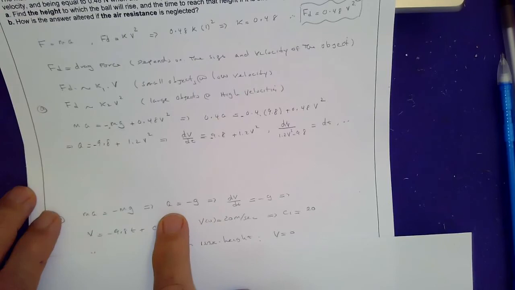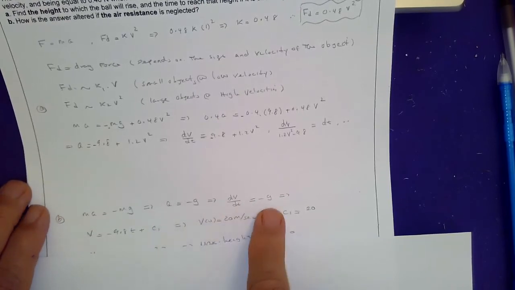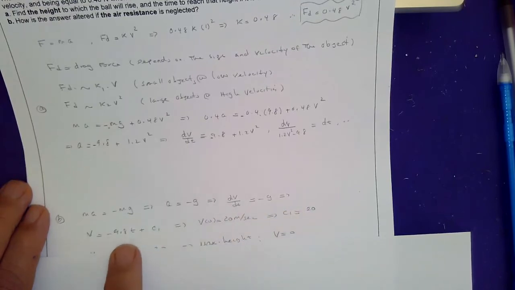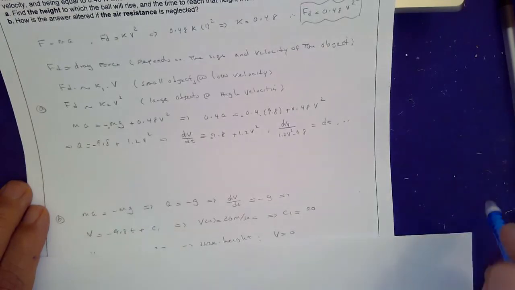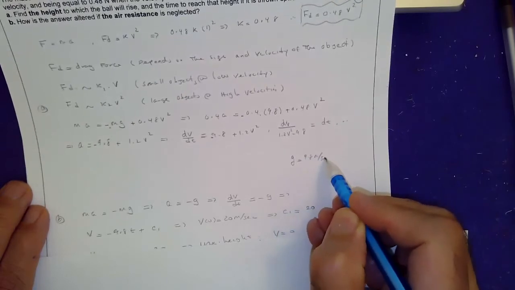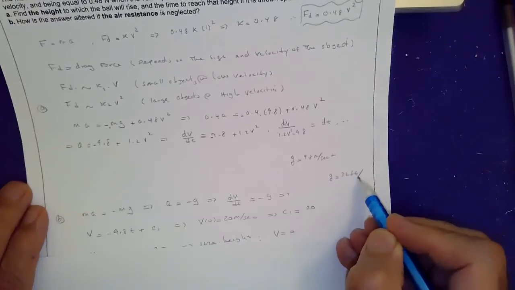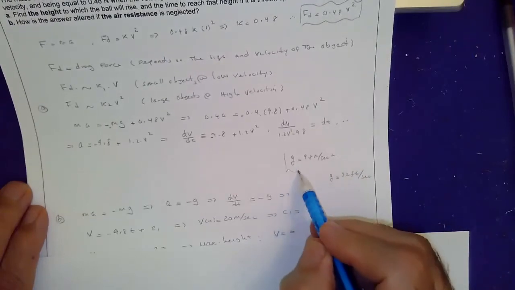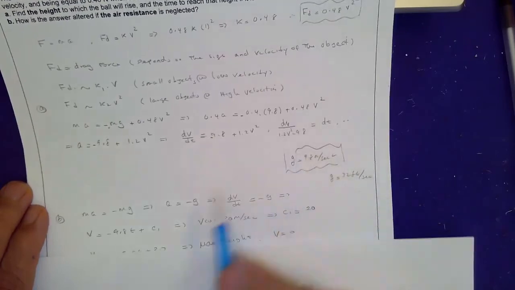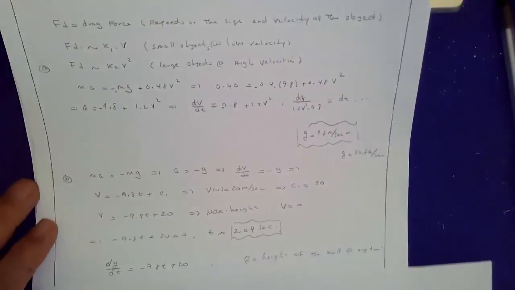But remember, acceleration is how fast the velocity changes. You replace this with dv dt. Solve for v, so you get negative 9.8 t plus c1. Remember, we're dealing with the metric system. So g is equal to 9.8 meter per second squared, whereas in the English system it is 32 feet per second squared. So this is what we need here because we're dealing with kilograms and meters and so on and so forth. Okay then, so where are we?